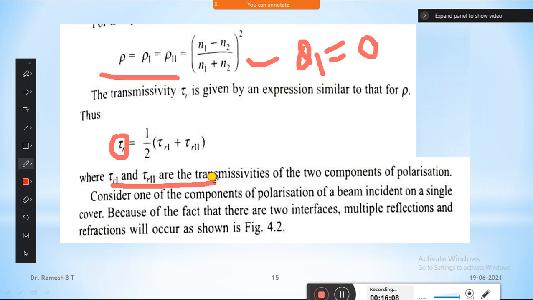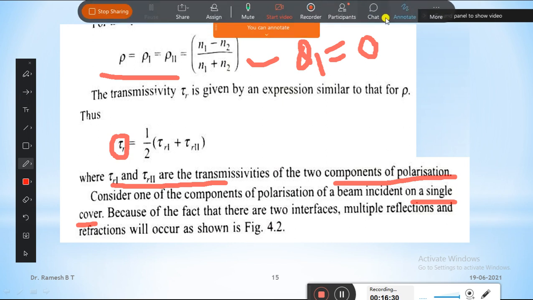And with these two values we have to find the transmittivity of the two components, media 1 and media 2, and consider one component of the polarized beam incident on a single cover. If it is a single cover, there are two interfaces, and multiple reflection and refraction will occur, both will occur.